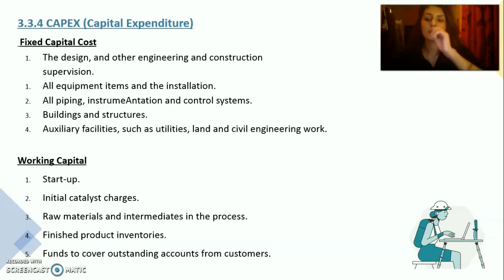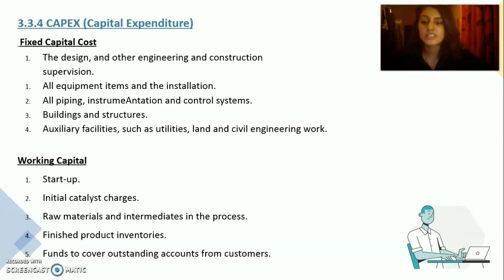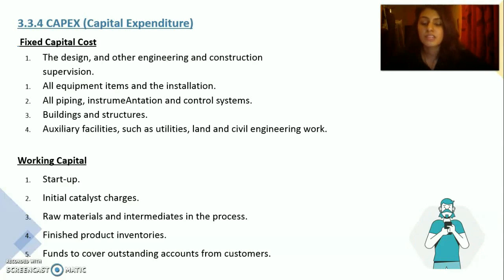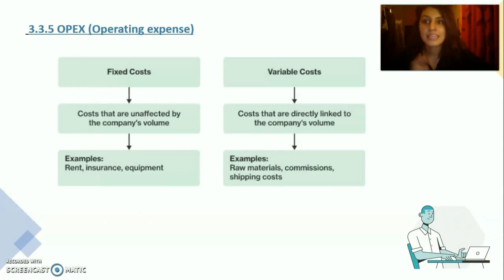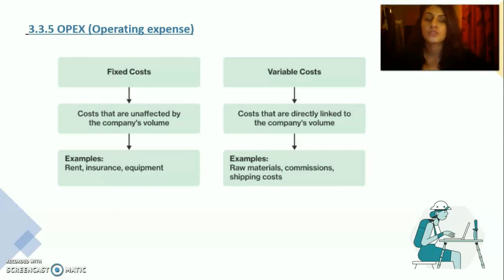Next will be the working capital, which takes into account the startup cost, the initial catalyst charges, the raw materials and intermediates in the process, the finished product inventories, as well as the funds to cover outstanding accounts from customers. Next, the operating expense, which is the OPEX, would take into account two different costs, which would be the fixed cost and also the variable cost.